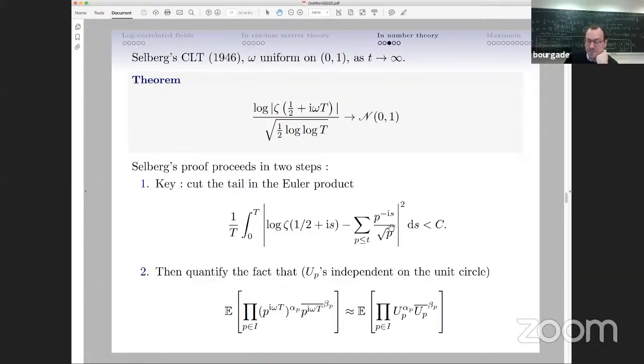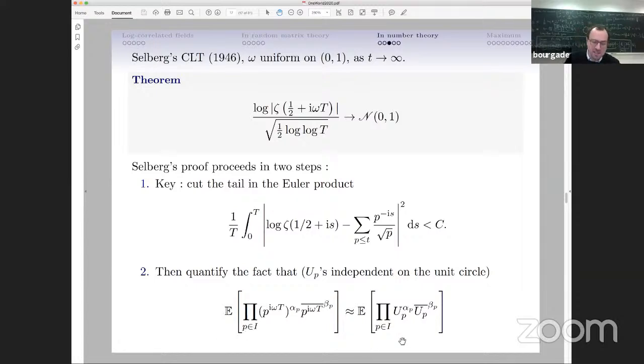If you pick, let's say, 2 to the minus is and 3 to the minus is, and you pick s at random in a larger and larger interval, then it's very easy to prove by the method of moments that it converges to independent random variables. What is not so easy is when you take more and more primes diverging with the capital T. We will come back to that.